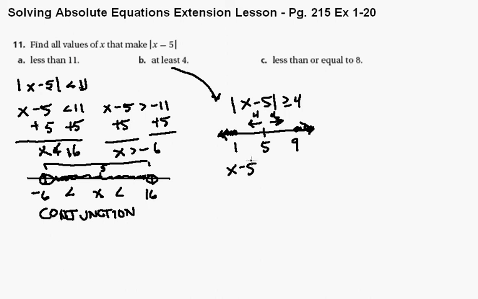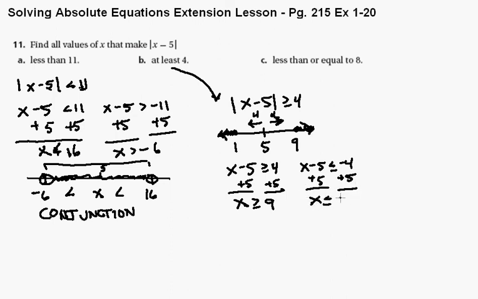So we're saying that x minus 5 is greater than or equal to 4. X minus 5 less than or equal to negative 4. If I add 5 to both sides of this inequality, I get x greater than or equal to 9. Here, if I add 5 to both sides of this inequality, I get x less than or equal to 1. And this certainly is an OR, so this is a disjunction. And how about that? It turns out that I did draw this correctly. So just from looking at this, I was able to draw the graph.